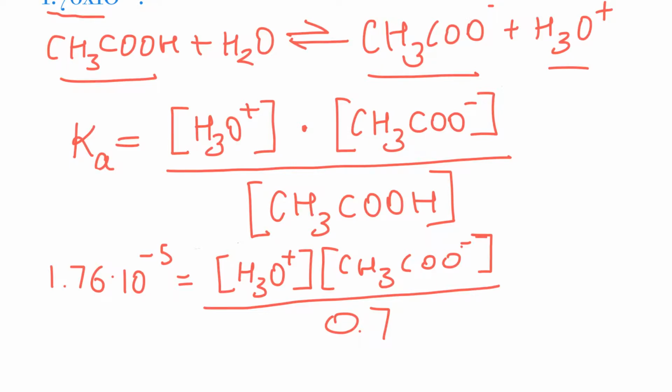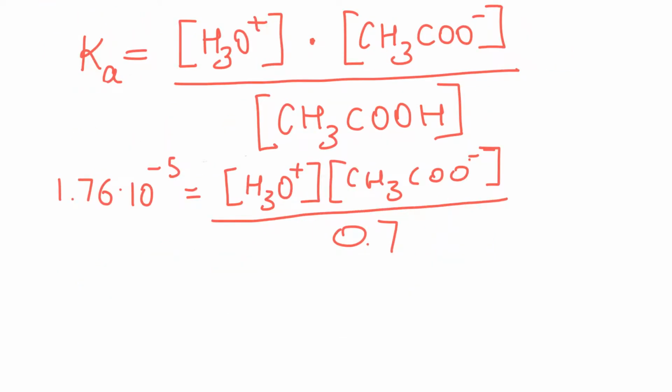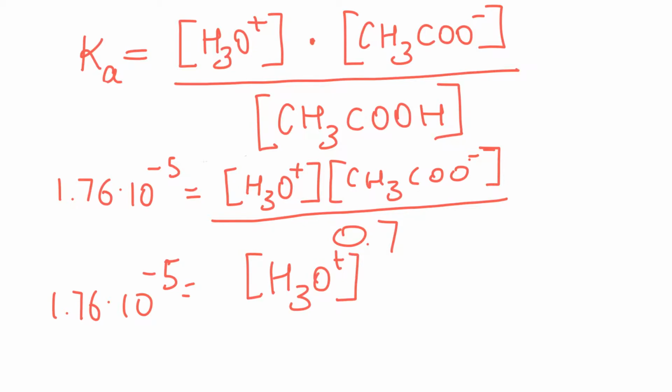What does that mean? It means that if the value of H3O positive is X, then the value of CH3COO negative is also X. Why is that? How can that be? I can rewrite this equation as 1.76 times 10 to the negative 5, which is the value of my equilibrium constant. And I will write H3O positive, but this time I'm going to write squared.